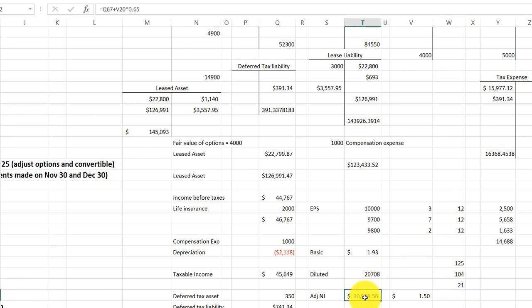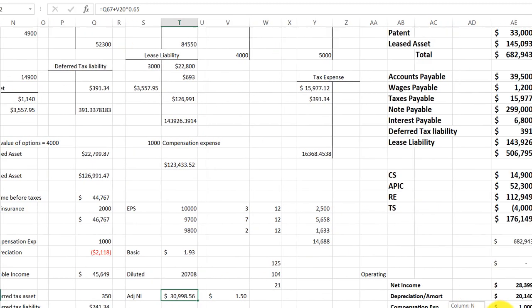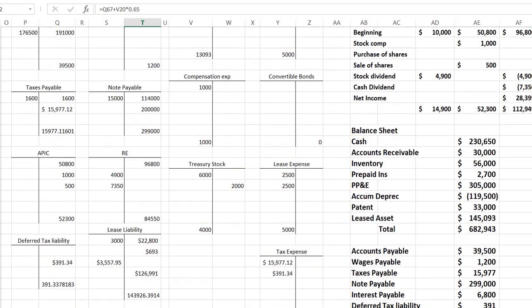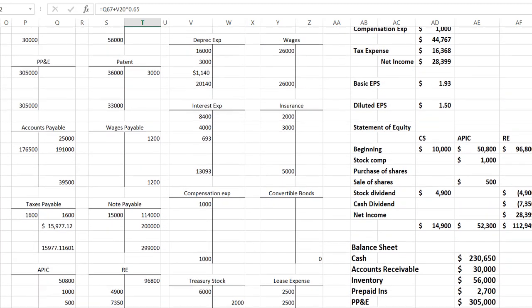Our adjusted net income, we add back the interest we would have had only on the bonds, the $4,000 times 65%, and so our ending EPS is $1.50. New diluted WASO, new adjusted net income, and then you get $1.50. So our income statement would end with that.